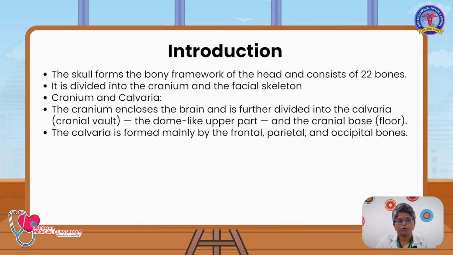Just an overview and the divisions, giving a brief introduction. The skull forms the bony framework of the head and consists of 22 bones. It is divided into the cranium or the neurocranium and the facial skeleton. The cranium encloses the brain, and it is further divided into the calvaria or the cranial vault, the upper dome part, and the cranial base, which forms the floor.